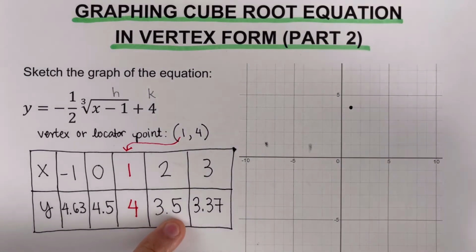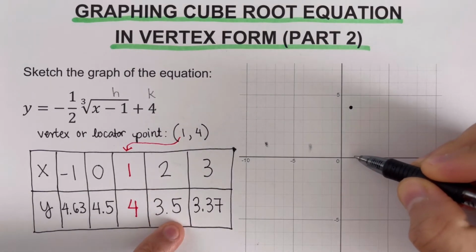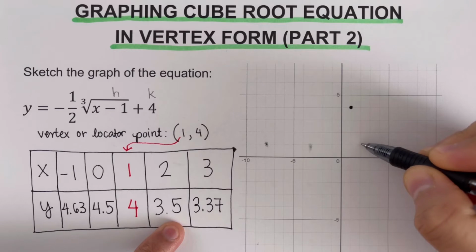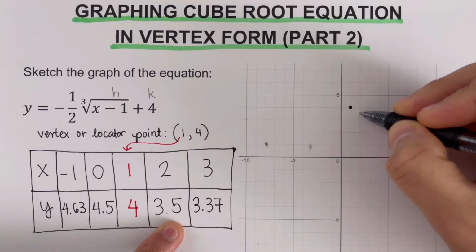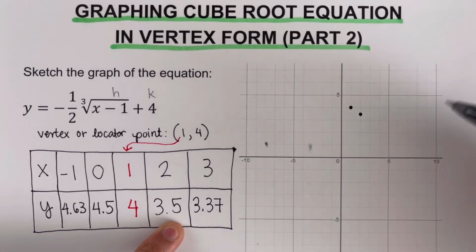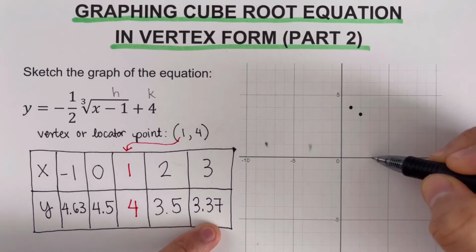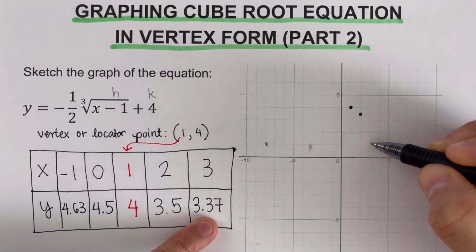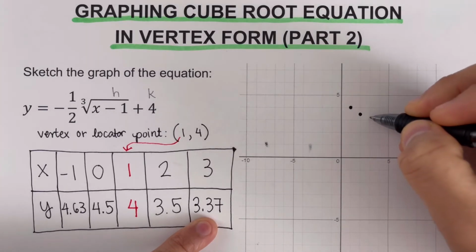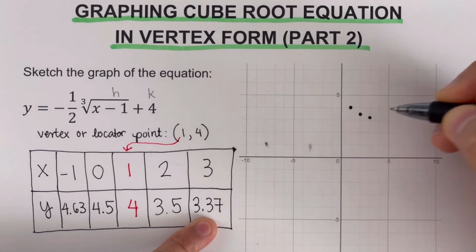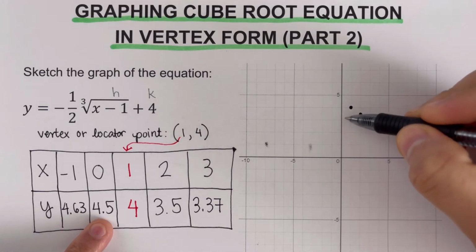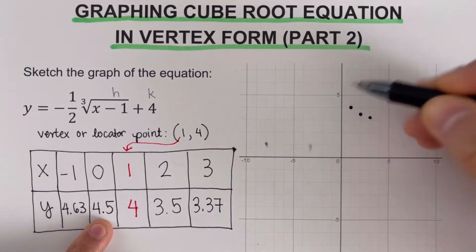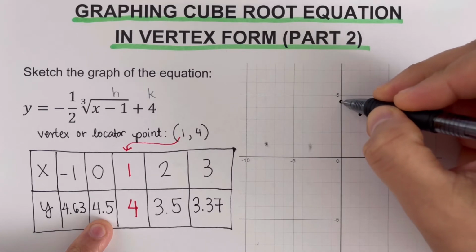Our next dot is 2 and 3.5. So that would be 1, 2, 3.5 is right here. So it's in between 3 and 4. And then we have 3, 1, 2, 3 goes with 3.37. 1, 2, 3, 3.37 should be somewhere here. And then on the other side, we got 0 is equal to 4.5. So that is 4 and 5. So half of this, that's 4.5.